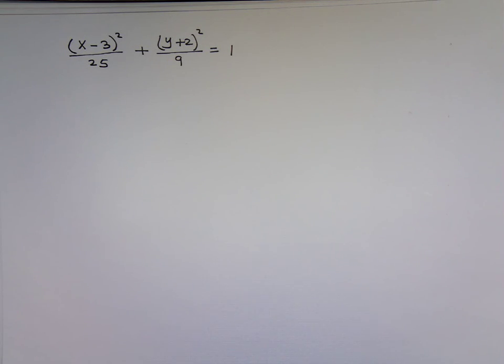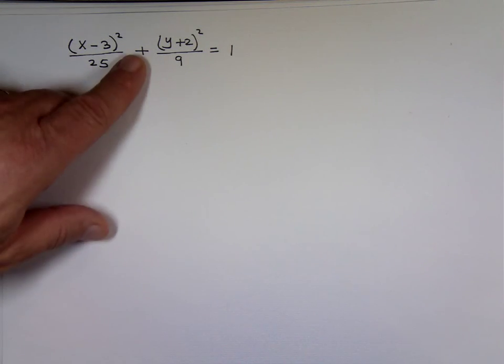Why is it an ellipse here? Both signs are plus. It's an ellipse. To be a hyperbola, this would have to be what? Minus.